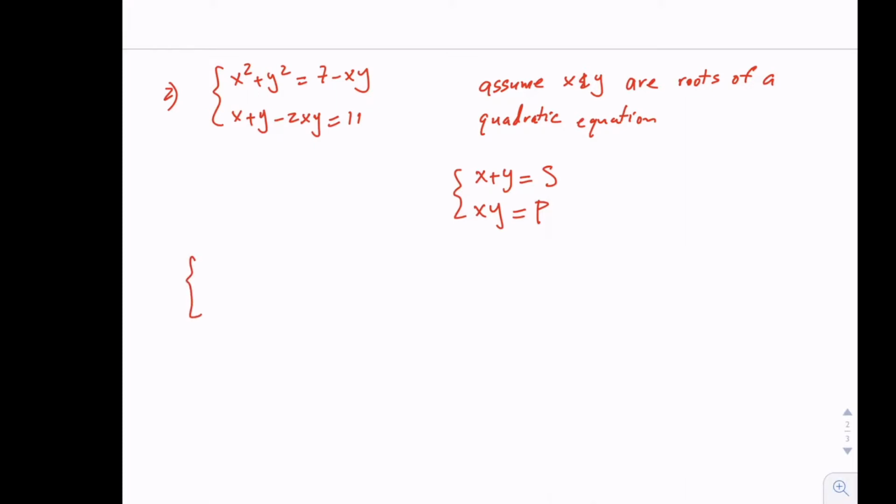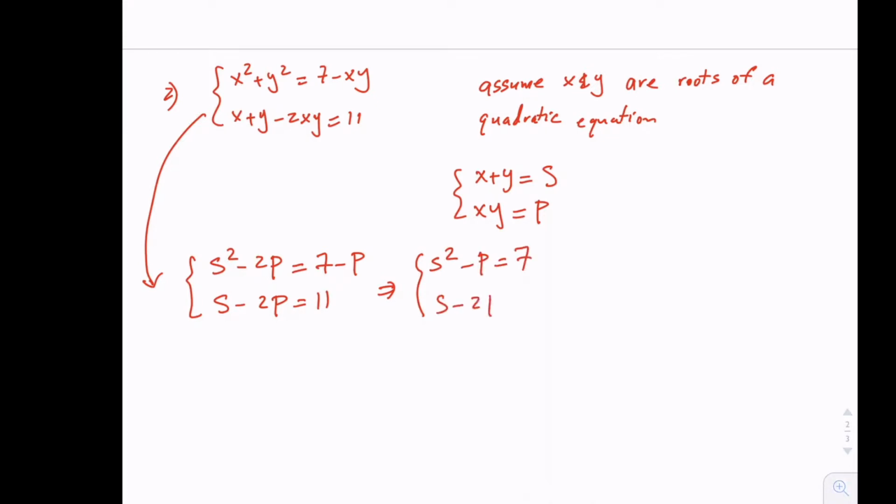So we will get, I'm just rewriting this equation in terms of s and p. We will have s squared minus 2p will be 7 minus p, and s minus 2p will be 11. Therefore, s squared minus p is 7 and s minus 2p is 11. Now you see that symmetric equation that we started with turned into a system of equations of the first type that we talked about. This second equation is first order now, and therefore we can find s from it.